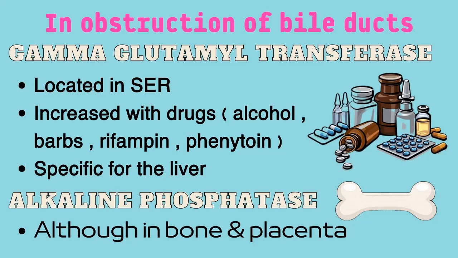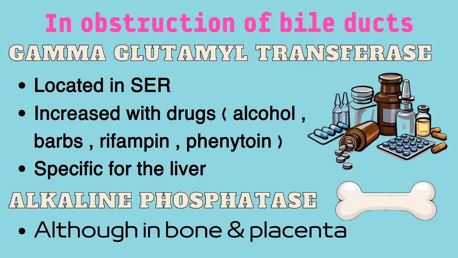Transaminases will be up a little bit, but not to the same degree as the alkaline phosphatase and gamma-glutamyl transferase. You with me so far? I told you a while back that gamma-glutamyl transferase was located in a certain organelle in a cell. What was that organelle? Smooth endoplasmic reticulum. And I told you that when the smooth endoplasmic reticulum underwent hyperplasia due to drugs like alcohol, barbiturates, rifampin, phenytoin, you not only increase the metabolism of the drug being given, but also cause increased synthesis of gamma-glutamyl transferase.